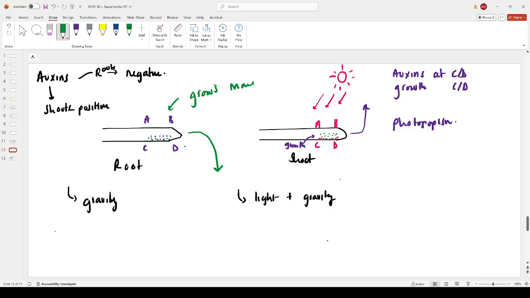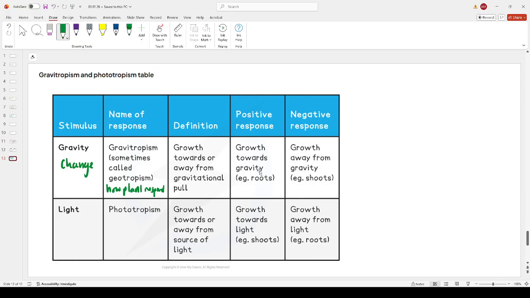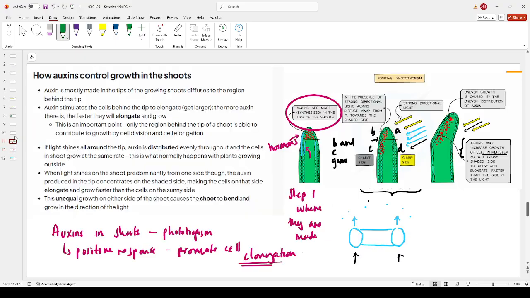So for geotropism, it's a positive response. But what on earth does that mean? What does that essentially mean? You can see here, for geotropism, the growth towards gravity is the positive response, and then you have growth away from gravity. Hold on, where is our diagram?